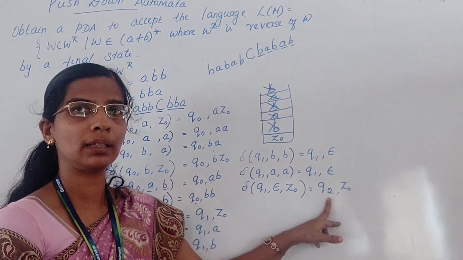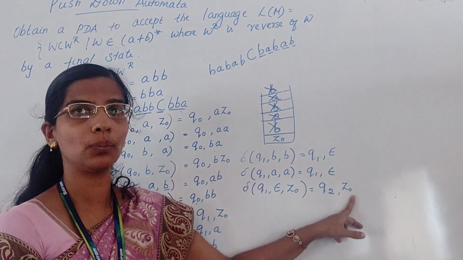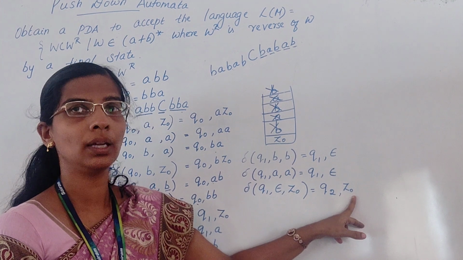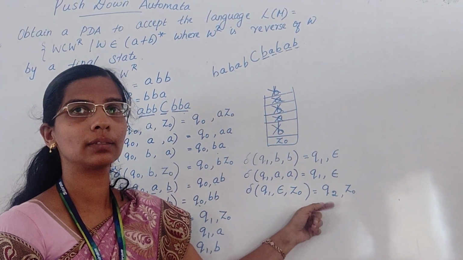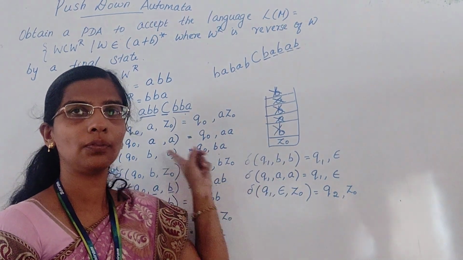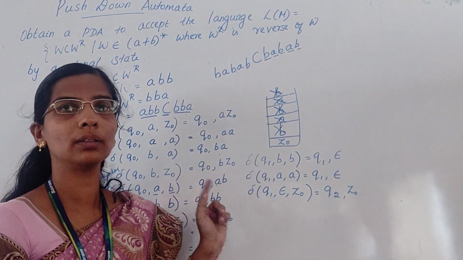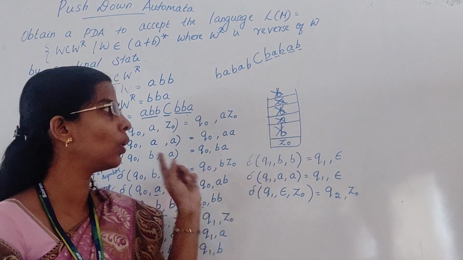Q1, I have made a state change and I am writing this Z naught. What does this Z naught represent? Stack is empty. Right? This is your final state for this push down automata. L is equal to WCWR.